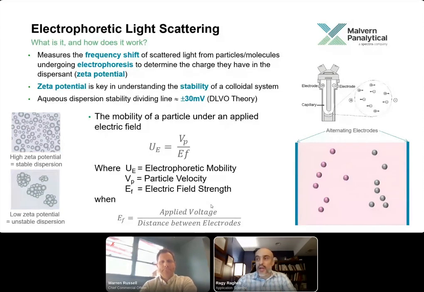So that equation is calculated by looking at the particle velocity divided by the electric field strength. And the electric field strength is further a function of the applied voltage over the distance between the electrodes. The distance between the electrodes can be set by selecting the appropriate cuvette, which oftentimes for nanobubbles you'll be using the DTS 1070 cuvettes, which is shown here on the right with the electrodes present.